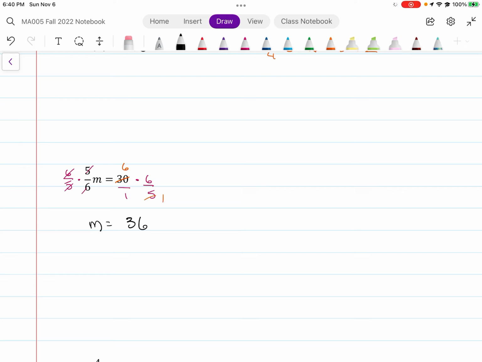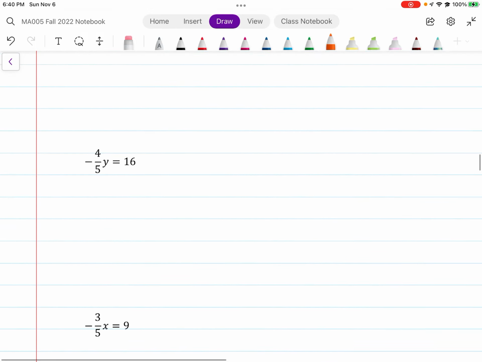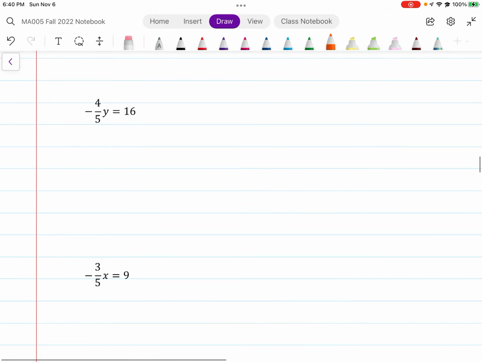So let's double check, because there's a lot of canceling going on there. We could screw it up. So 5/6 of 36 is 30. So 5/6 times 36 equals 30. That's two different ways to think about it, English and math. So check it in your calculator and you should get 30. All right, let's try a couple more. So try these on your own if you would like.